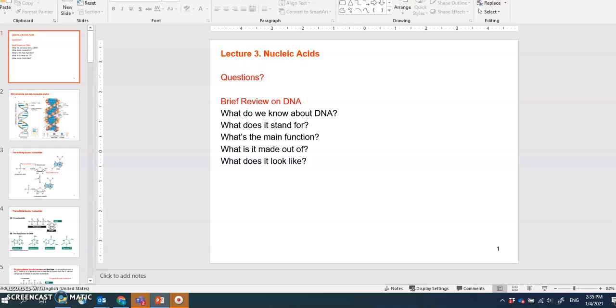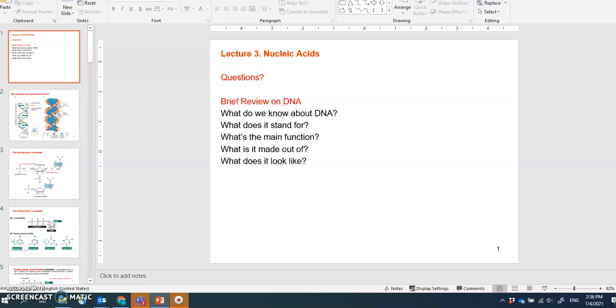So, what do you know about DNA? So far you've learned a lot about DNA, right? From your previous classes, hopefully. So DNA is what? It's a molecule that stores your genetic information. You know that. And it is found where? Inside the nucleus of eukaryotic cells, right? What does it stand for? Of course, deoxyribonucleic acid is its full name, right?